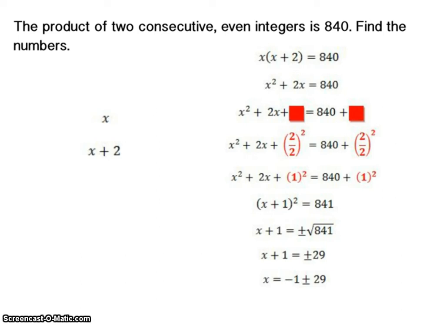We have 1 plus 29 and 1 minus 29. So that means we have 2 x-intercepts, or 2 answers. One is x is equal to 28, and the other is x is equal to negative 30.